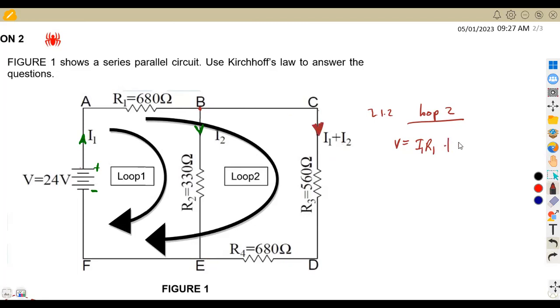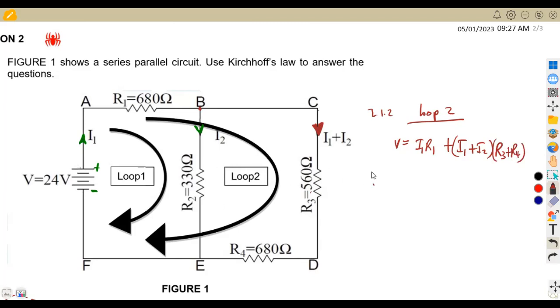So we're going to use plus current I1 plus current I2 in this case times the resistance in this route from B to C to D. We have two resistors, R3 and R4. So we're going to add these two together. That's R3 plus R4.